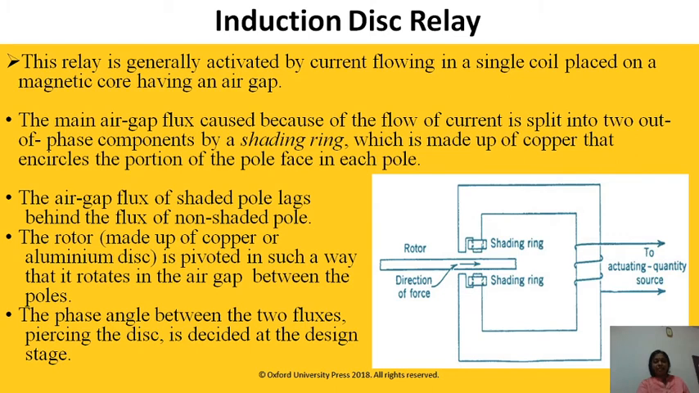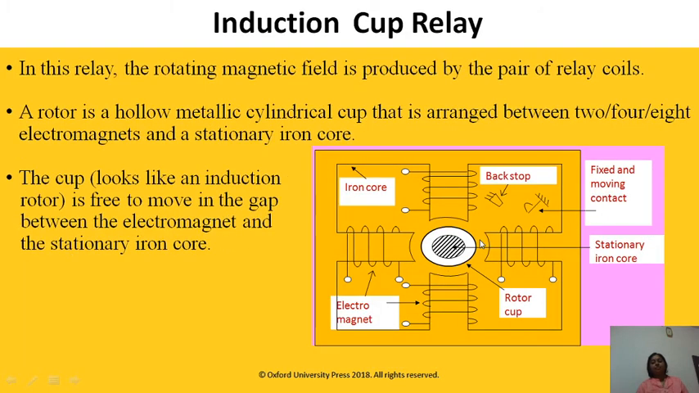Induction disc type relay. This is the disc. This is the non-shaded pole, and this is the shaded pole. This is the shading ring. The flux which passes through this shading ring will lag behind this flux. The air gap flux of the shaded pole lags behind the flux of the non-shaded pole, because the shading ring has an inductive coil, so definitely it will lag. This is the structure of the induction disc relay.